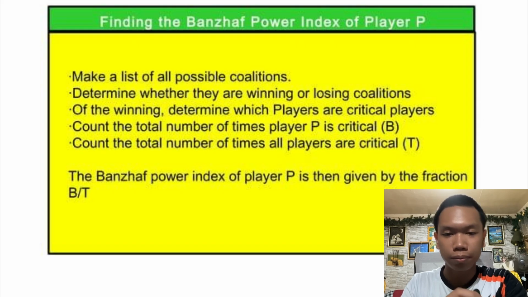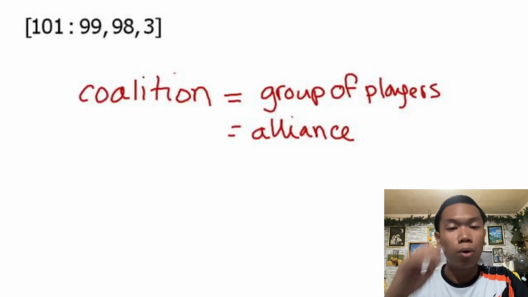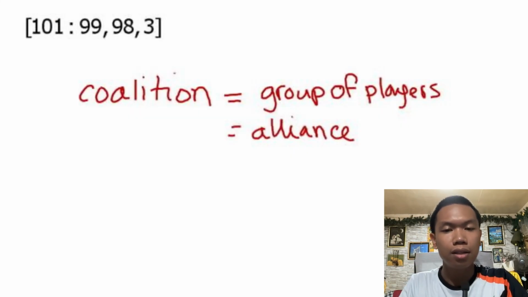And we use this formula. BPI equals the number of times a player is critical divided by the total number of critical counts. A player is critical if removing the player changes a winning coalition into a losing coalition. And this example is 100, 99, 98, 3.